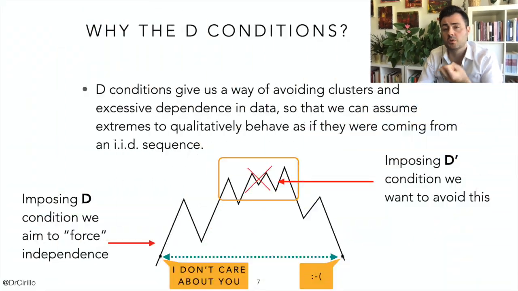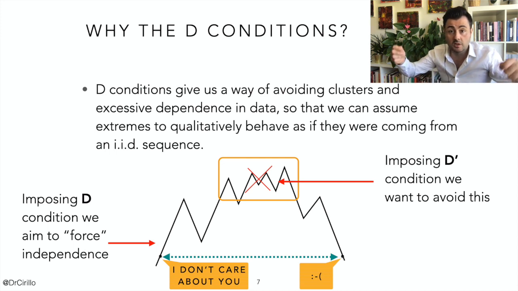So if you impose the D condition, you are essentially telling that if you take two observations that are separated by a sufficient time interval, so two observations that are sufficiently far apart in time, then they can be considered as independent. So they don't care about each other.